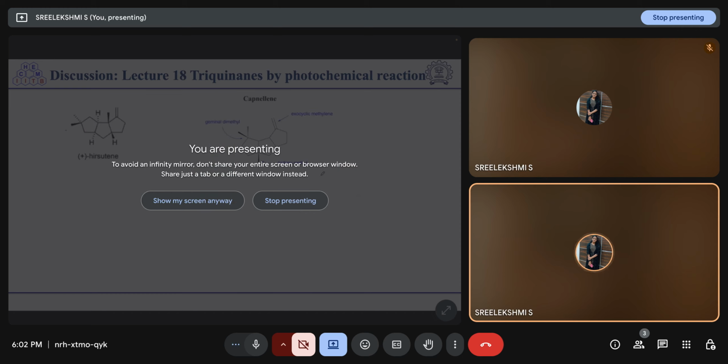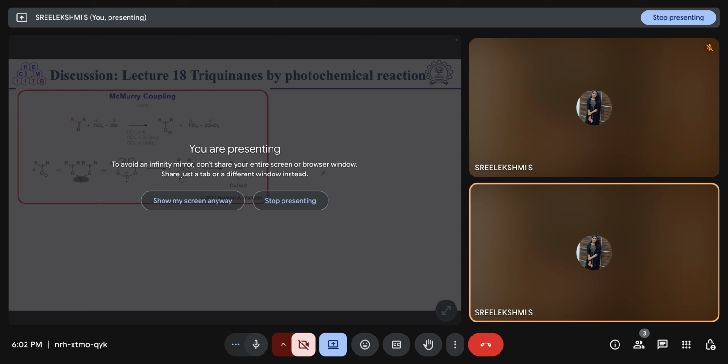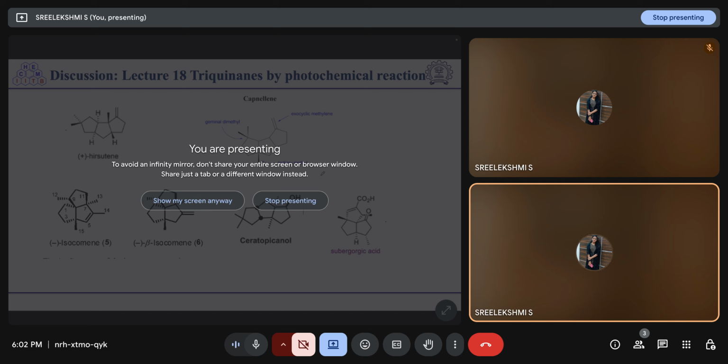Now in the next lecture, we have seen the triquinanes by photochemical reaction, application of TMS iodide mediated rearrangement and arene-olefin meta photocycloaddition in total synthesis of hirsutene and ceratopicanol by Oda, Bender and Shannon's group. So in Oda's total synthesis, we have seen they have synthesized hirsutene by a TMS iodide mediated rearrangement, where it is a short and elegant synthesis of plus or minus hirsutene in 4 steps.